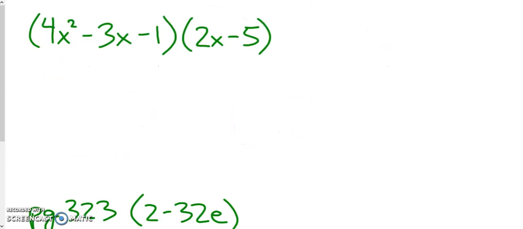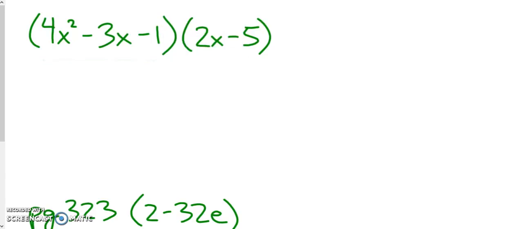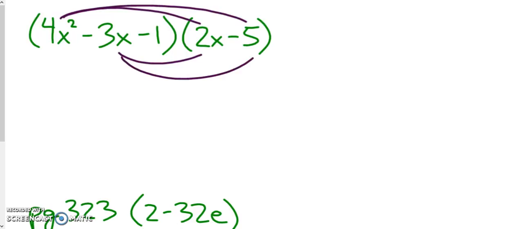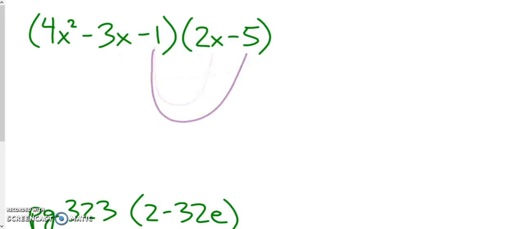The principle here works the exact same, even though there are more terms in this first piece. Okay? So, again, you're either going to have that guy distributing, and then this guy distributing, and then this guy distributing, or you can write it out in a grid. Doesn't matter to me which one you do. I can show you both.